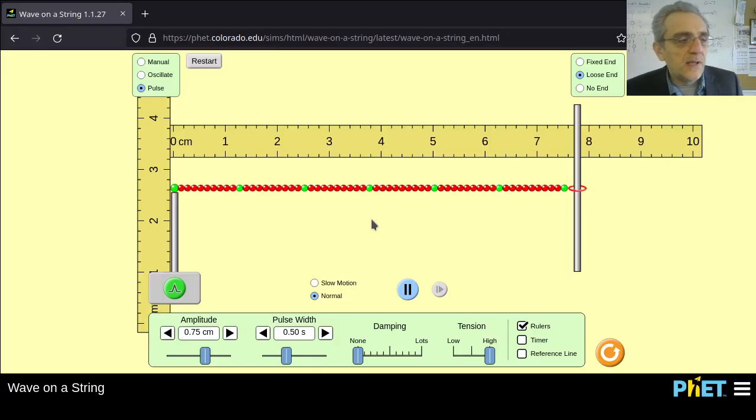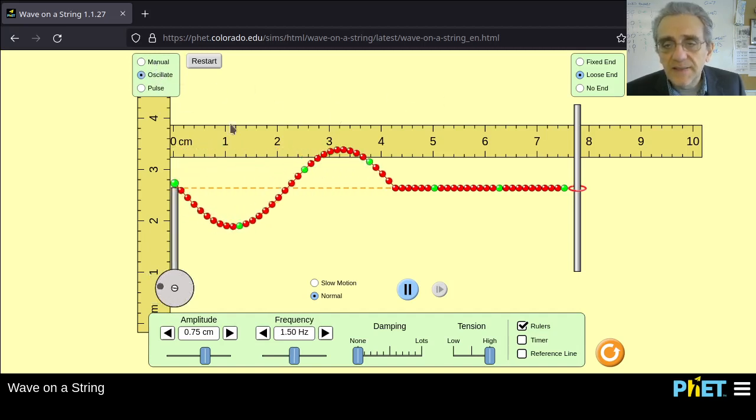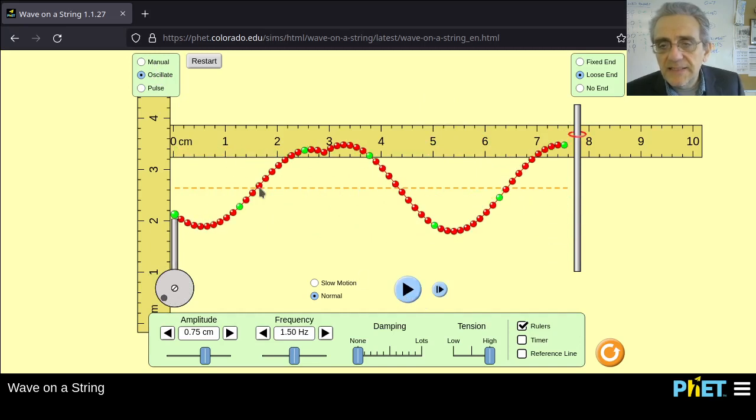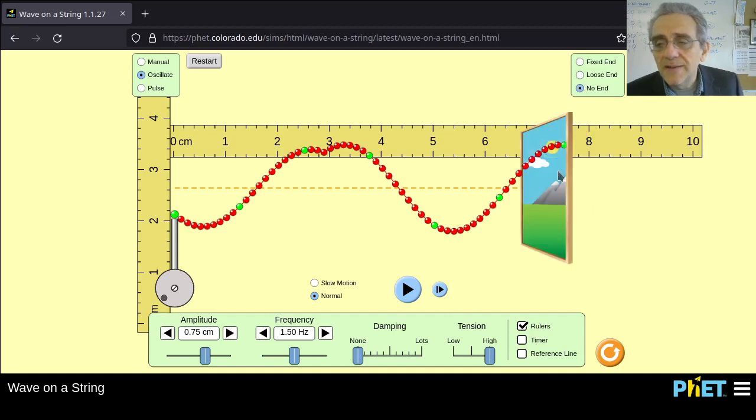So in order to do this, let's go back to... What we're going to do here to see the velocity of the wave is let's go to oscillate and let's stop it for a second because we're going to have reflections here. We don't want an end here, so we're going to want no end. The other thing we're going to do is put the frequency down to approximately 0.5.